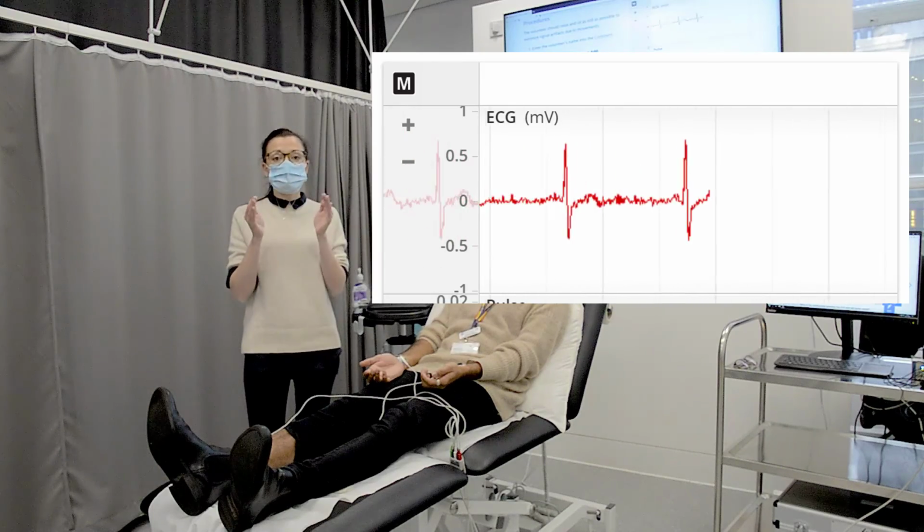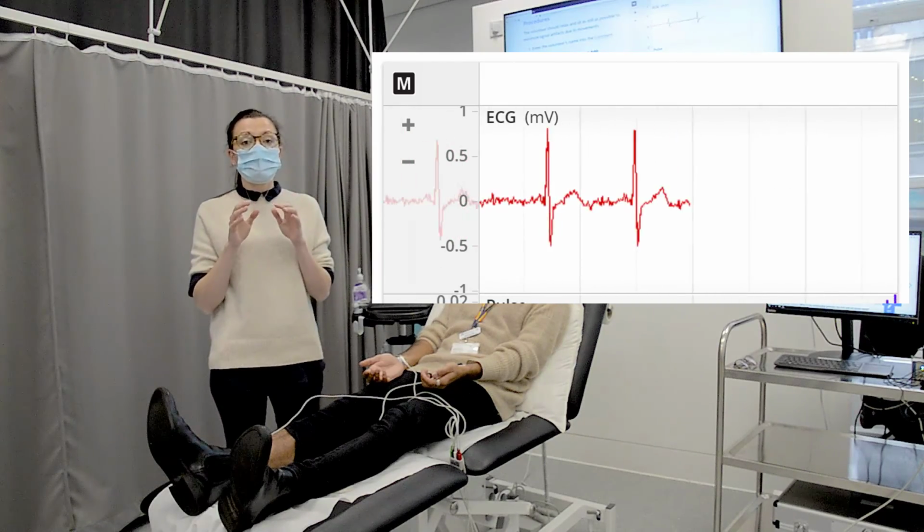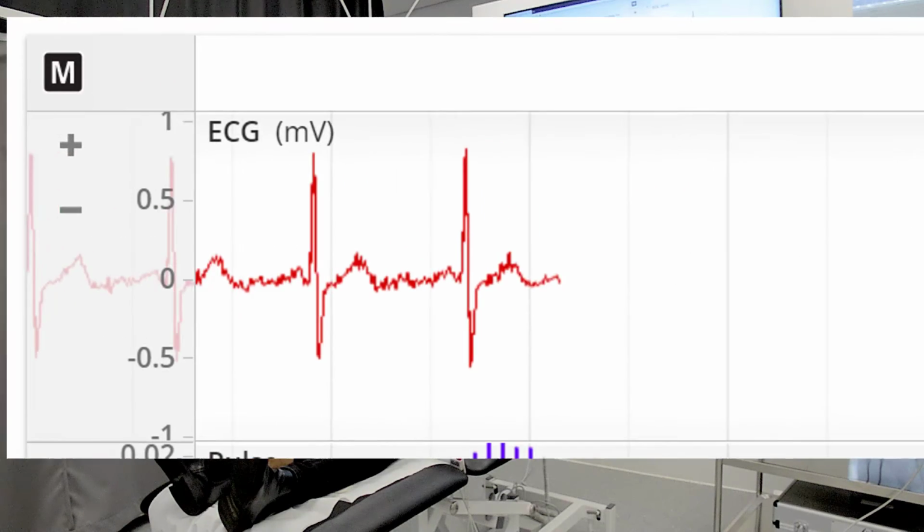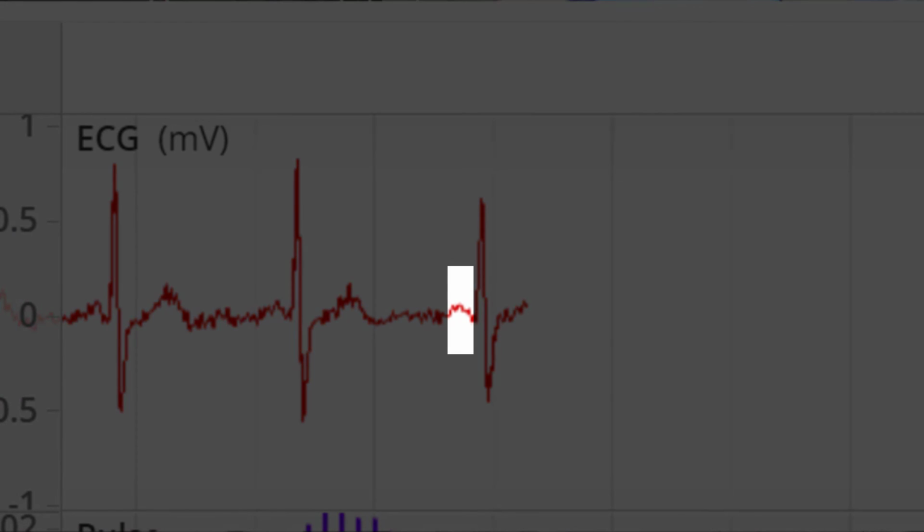So we have two chambers at the top of our heart, which are called our atria, and they create the first major event on an ECG deflection. It's called the P wave.